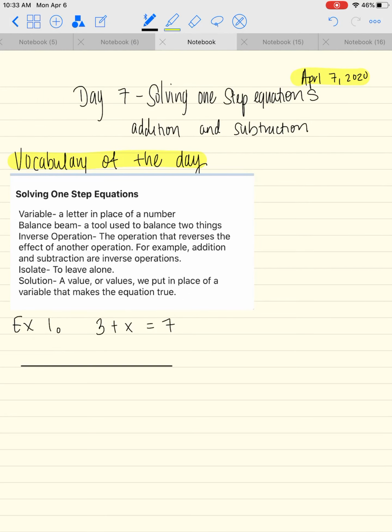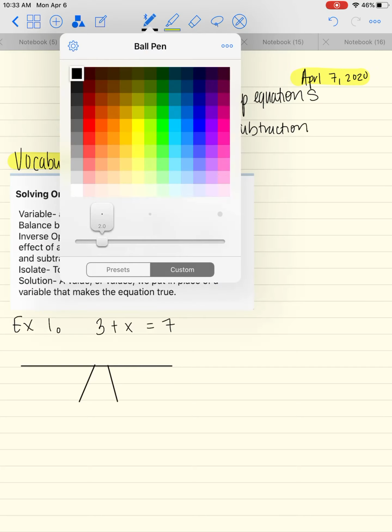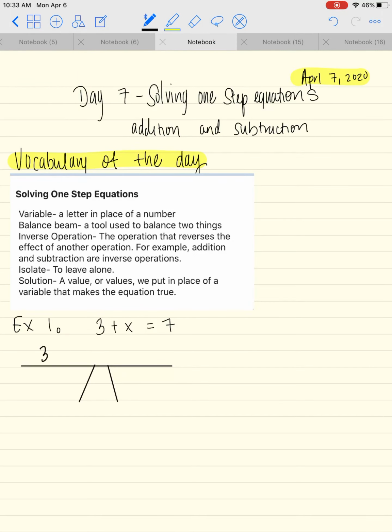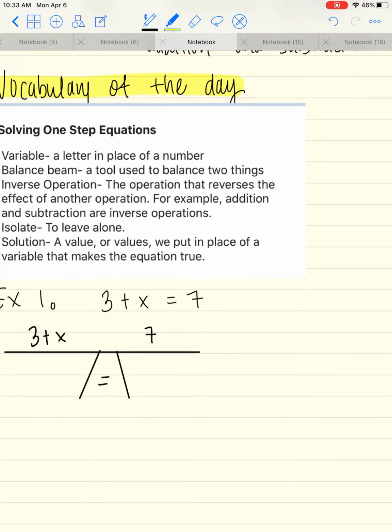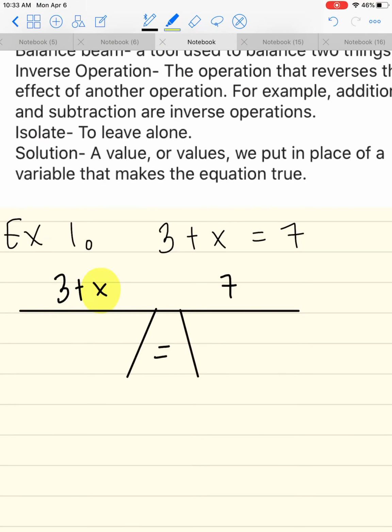So let's pretend that I have a balance beam here. And on the left side, I have 3 plus x, and on the right side, I have 7. In a balance beam, both sides have to remain balanced. Well, obviously, some number x plus 3 equals 7. So both sides are 7. So what is that number x?